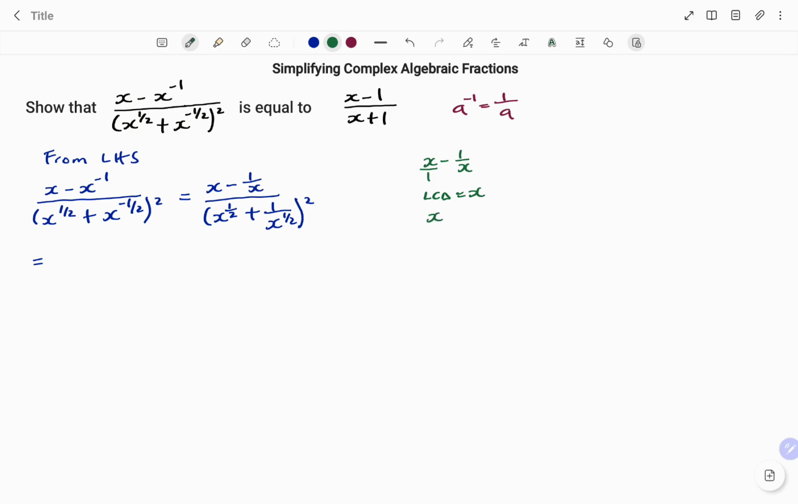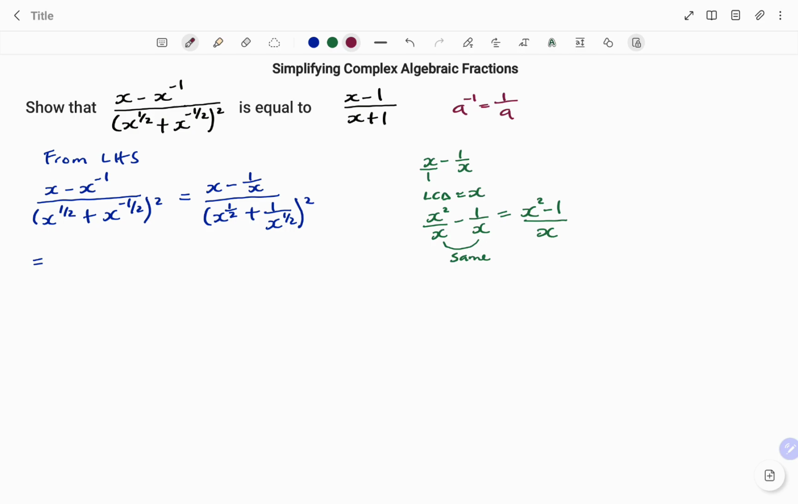What I will have is x squared over x minus, I still have my 1 over x. Once the denominators are the same, I can combine the fraction into one. I have x squared minus 1 all over x. I'm going to do the same for my denominator.